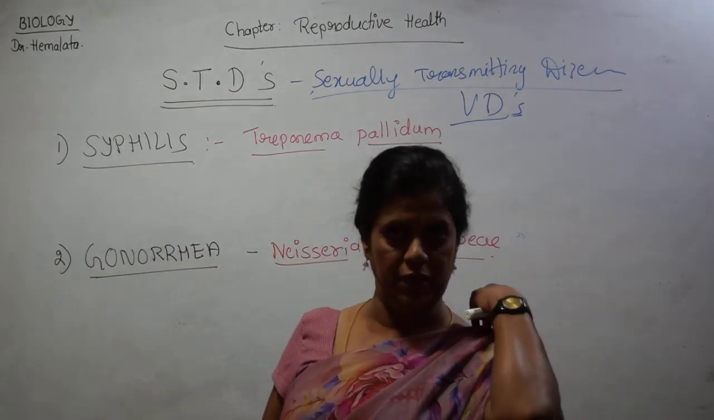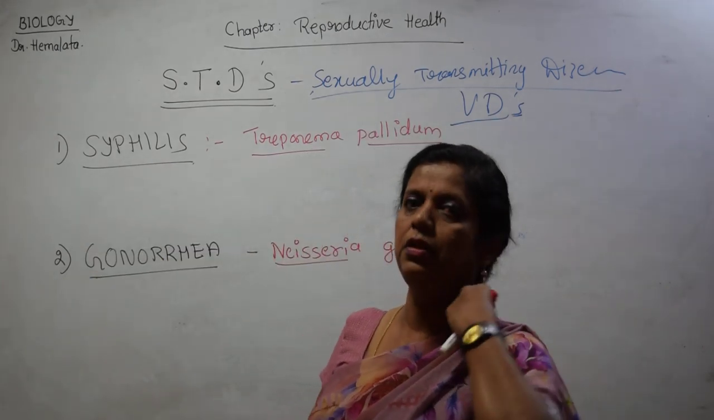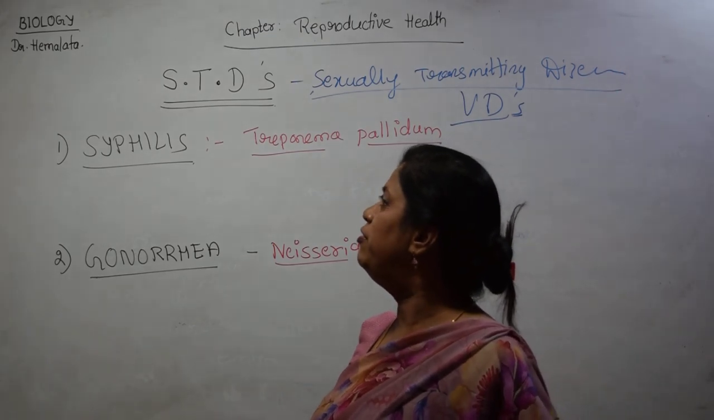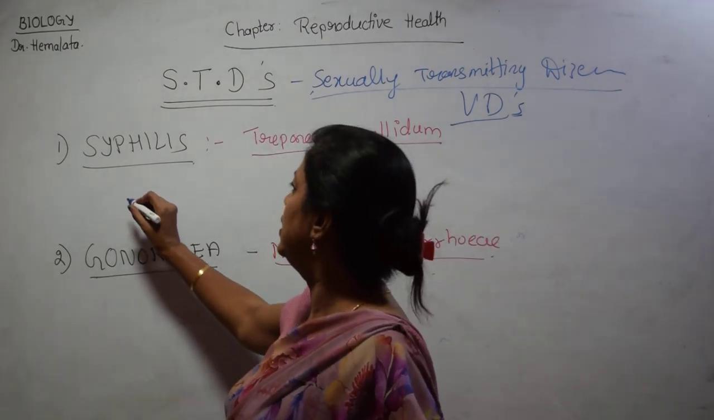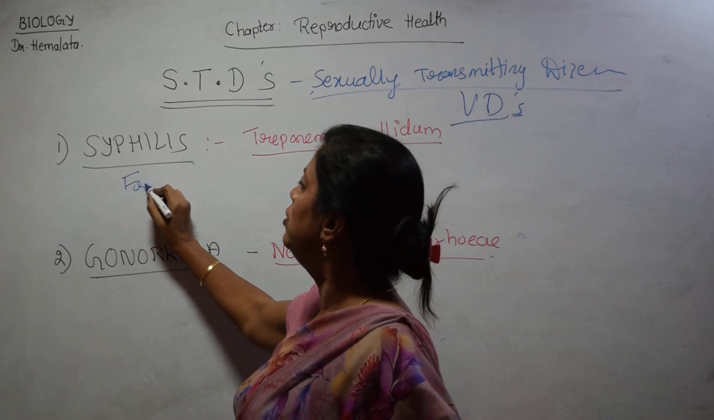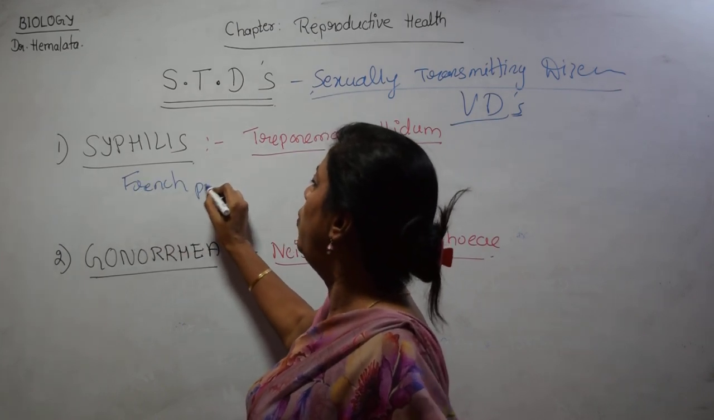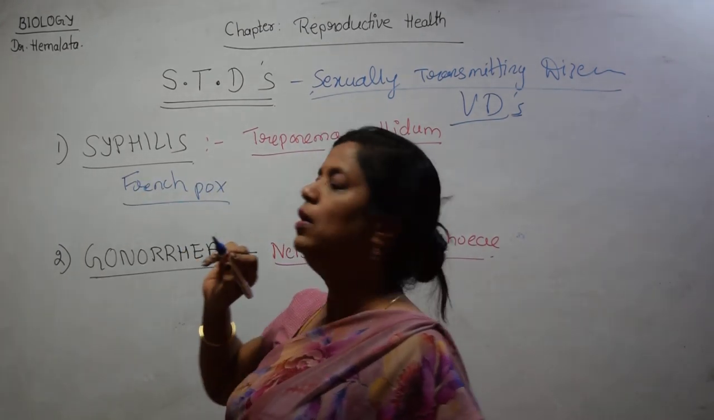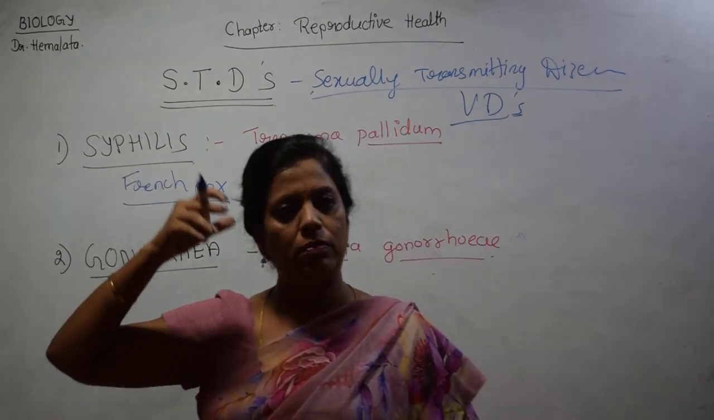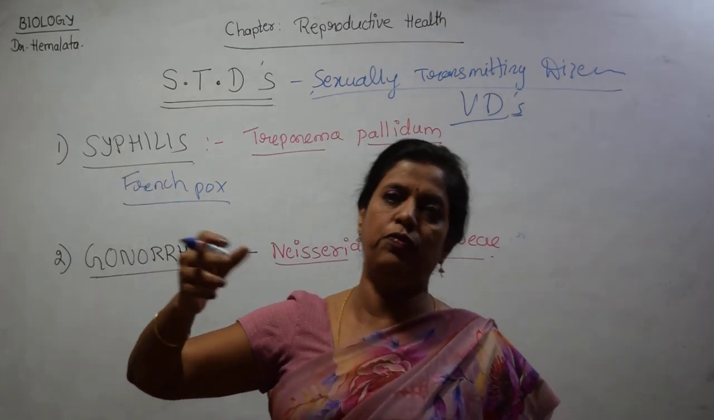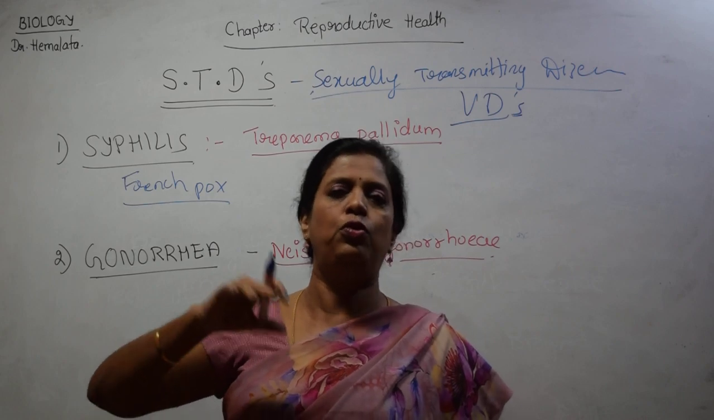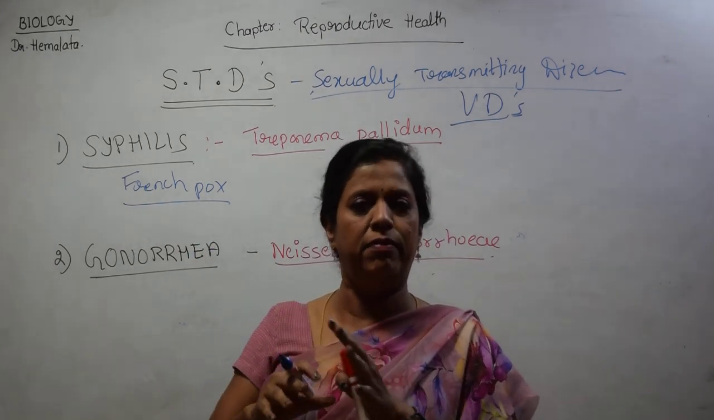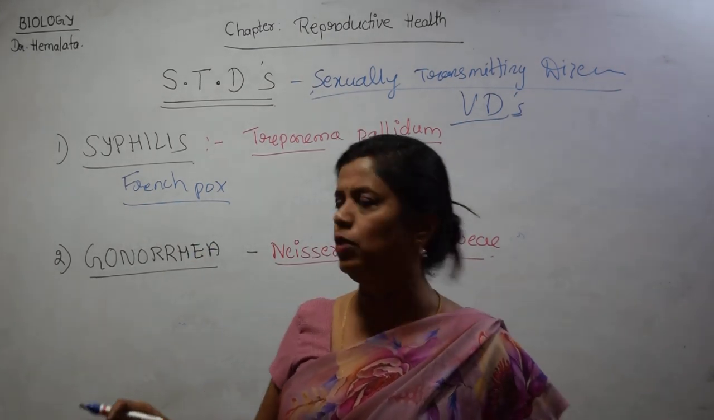It's syphilis. It is actually also called the French pox. There is another name for this, the French pox. Why is it called French pox? Because it entered British people, England people, from France, right? Those who came from France developed the disease or spread the disease, right?